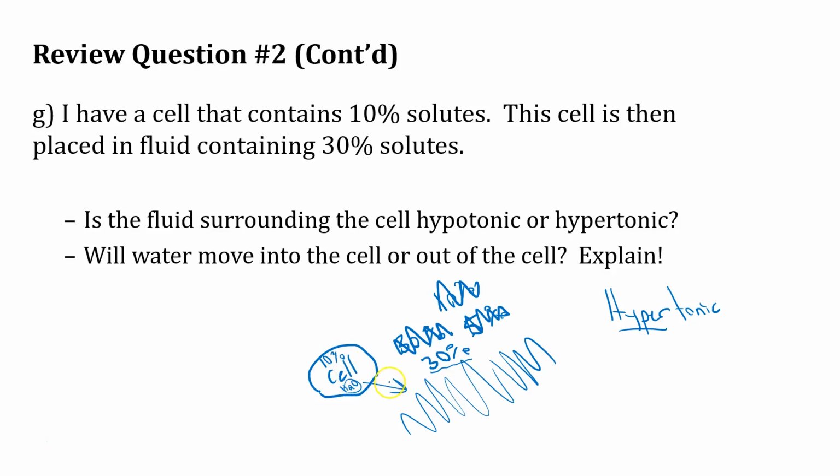So water does move out, and your explanation of why is because water is moving down its concentration gradient. When it's really salty out here, there's not as much room for water. When it's less salty here, there's more room for water, so water is more concentrated here and less here, so water moves down its concentration gradient.